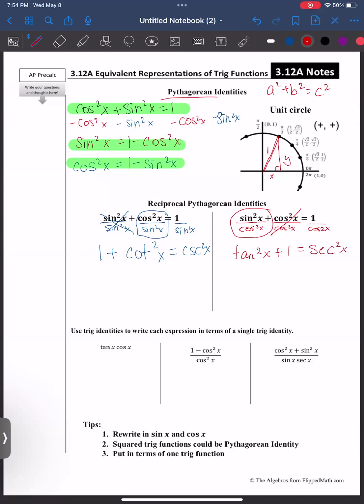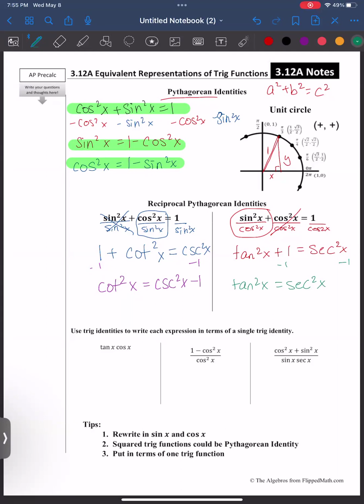Okay, so now we have 2 more trig identities, and actually I can rewrite both of them. If I subtract 1 from both sides, I get cotangent squared of x equals the cosecant squared of x minus 1. And again, if I subtract 1, I get that the tangent squared of x is equal to secant squared of x minus 1.